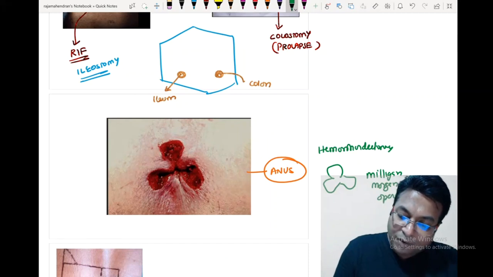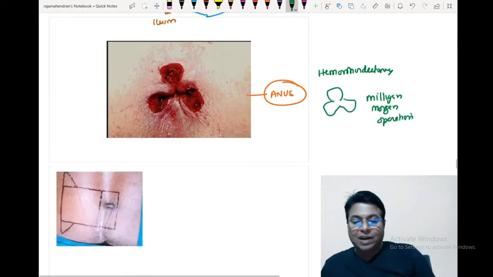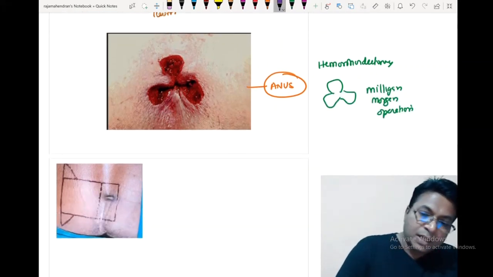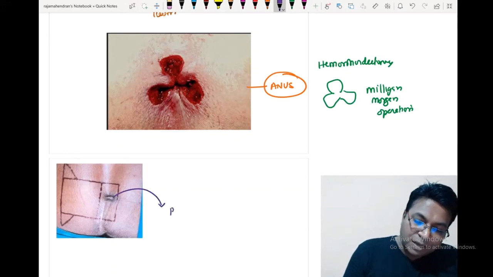Milligan-Morgan operation. If you have done a pakka hemorrhoidectomy, it will look like a clover. So this is a pilonidal sinus. You can see the pilonidal sinus. These are all high yield image based questions.